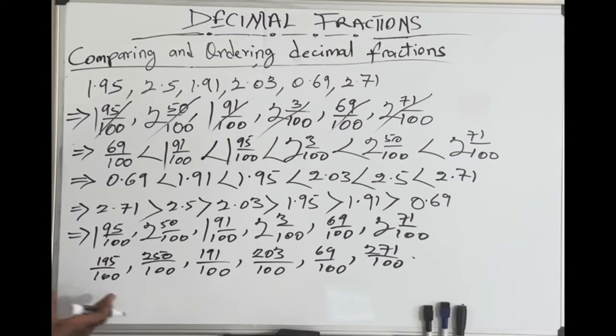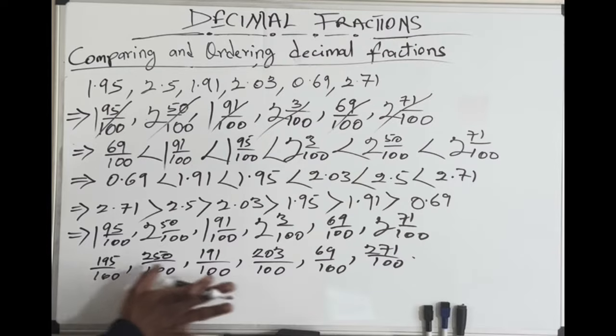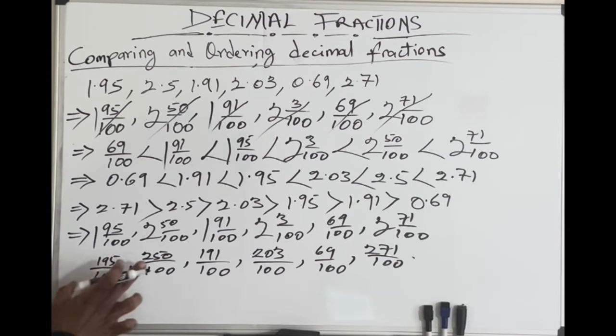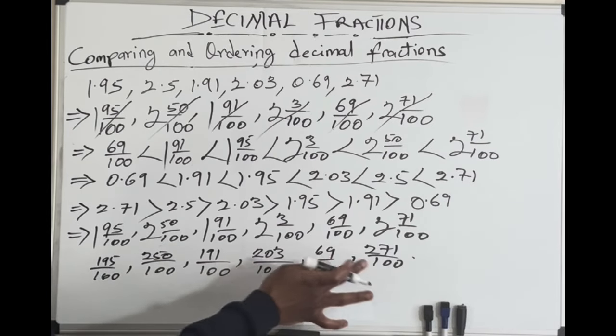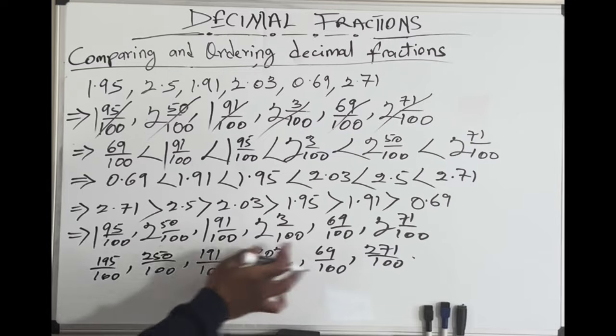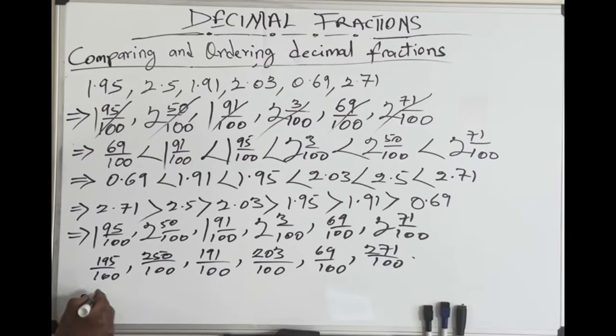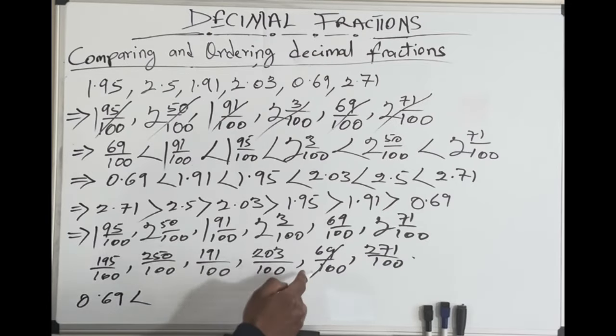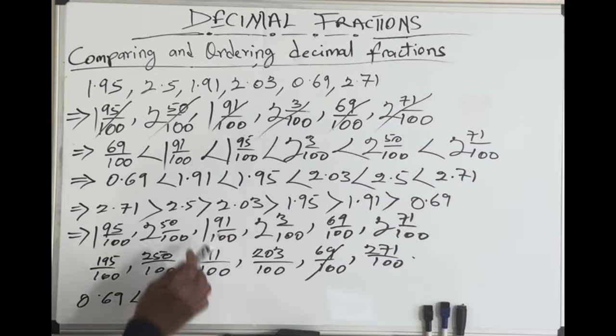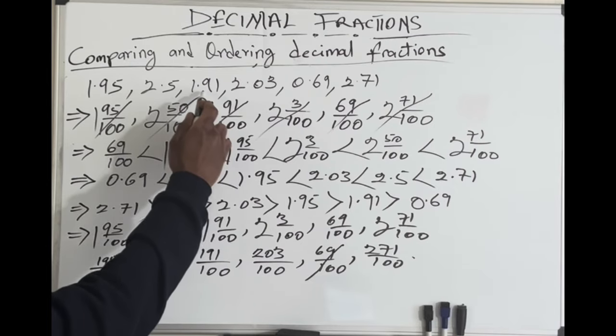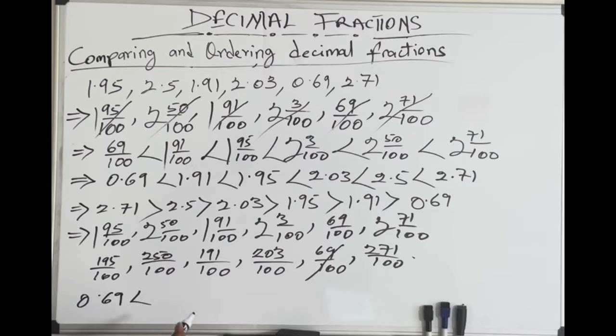Okay, so you are told to arrange from smallest to biggest, and then you just look at the numerators because we have all the denominators to be the same. So 195, 250, 191, 203, 69, 271. So 69 goes for 0.69. It's less than. We are done with this. The next least will be what? Okay, 191, right? 191 goes for what?